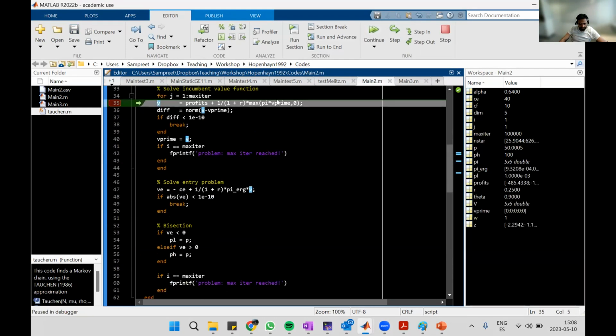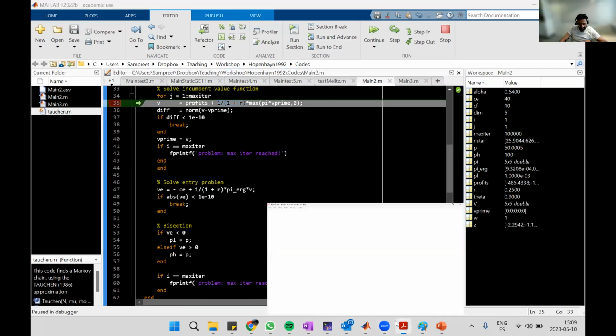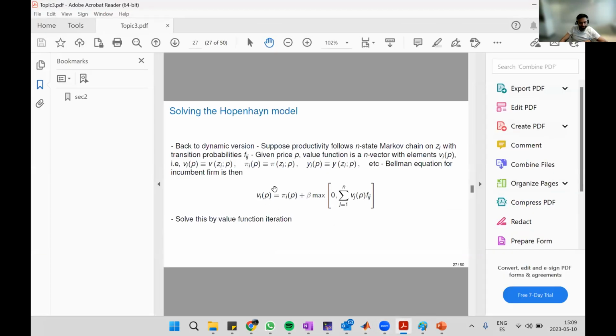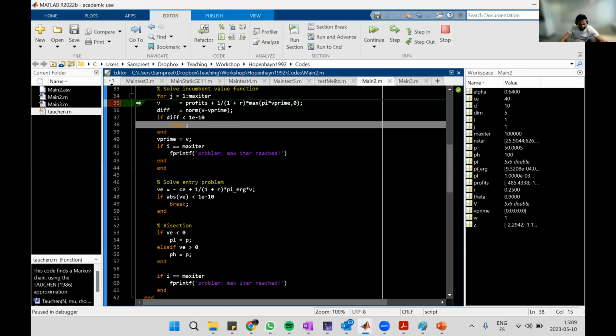So I know my V prime, which is 0, 0, 0. This is my discount factor, beta 0.8. These are my profits, which you can see are something like that. And I can get my V. So this V is the value of the firm. Okay, so I have the value of the firm.